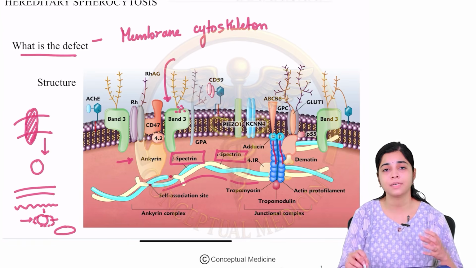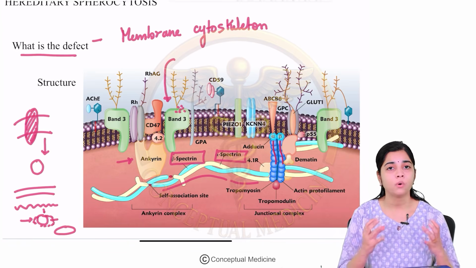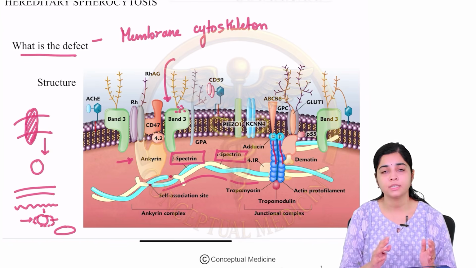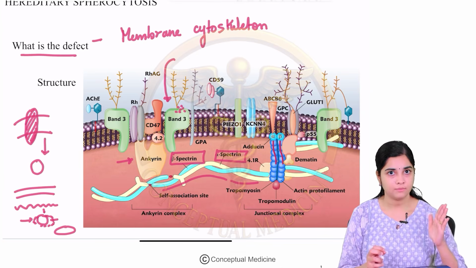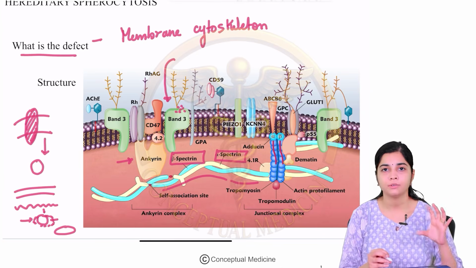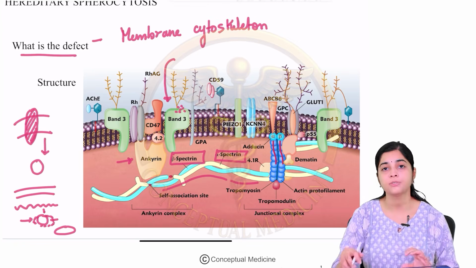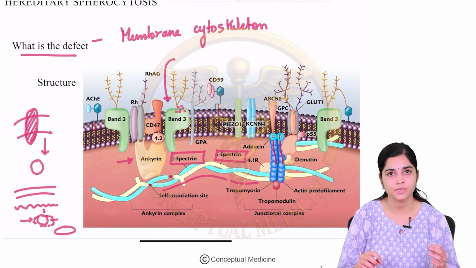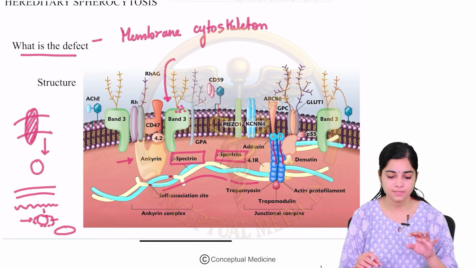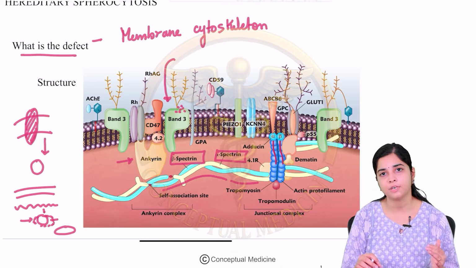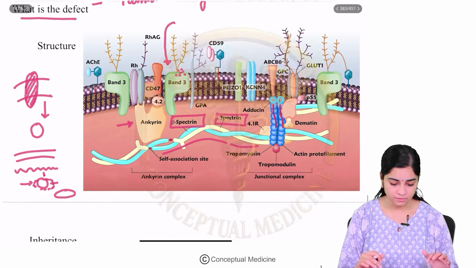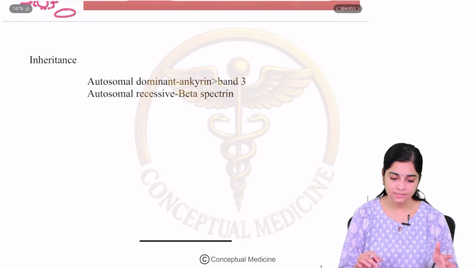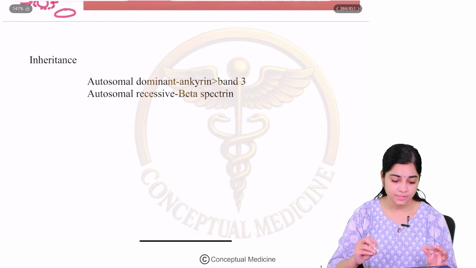Okay, because these membranes are basically responsible for holding the RBC together and conferring its biconcave structure, right? So if the vertically arranged proteins are affected, you are going to get a spherocyte, whereas if the horizontally arranged molecules are going to get affected, you are going to get a hereditary elliptocytosis. So this is a small basic funda that you have to remember, and then remembering the rest of the things becomes very easy. Okay, so let us understand the inheritance and what are the proteins that are usually affected.